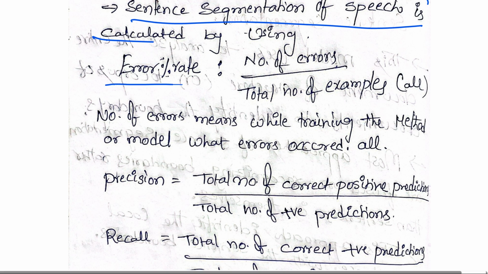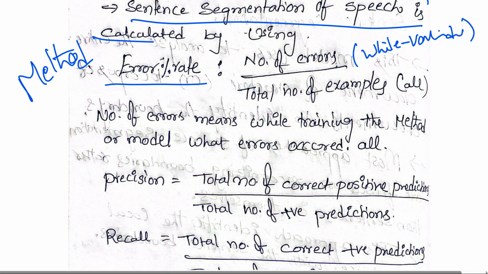To calculate the error percentage rate of a particular method or model, take the number of errors, that is, all the errors you get while training, validating, or testing the model, divided by the total number of examples. The total number of examples means how many examples in your data set you considered to check the performance of a particular method.